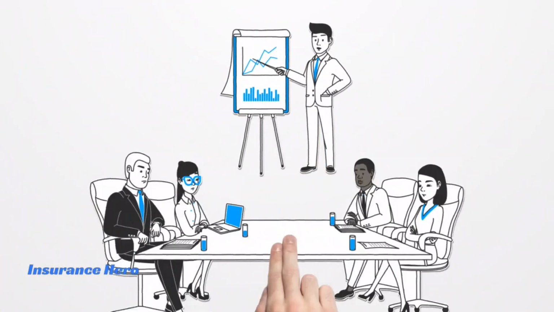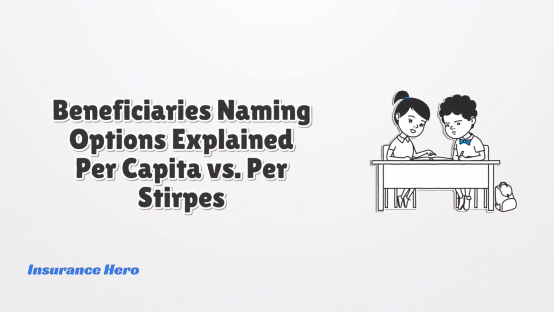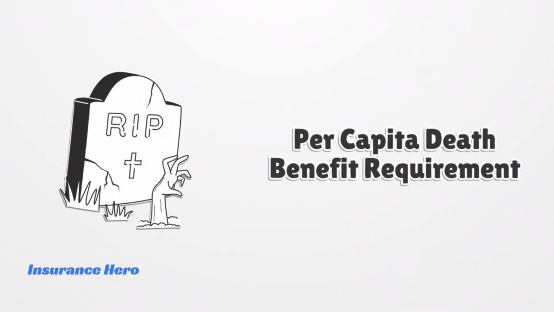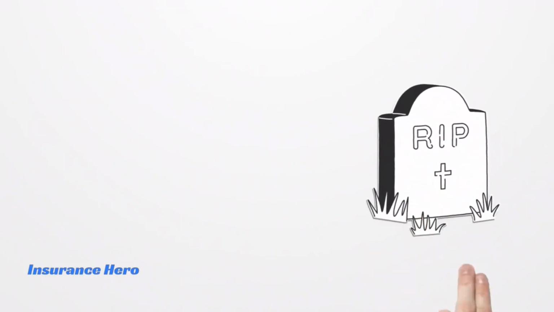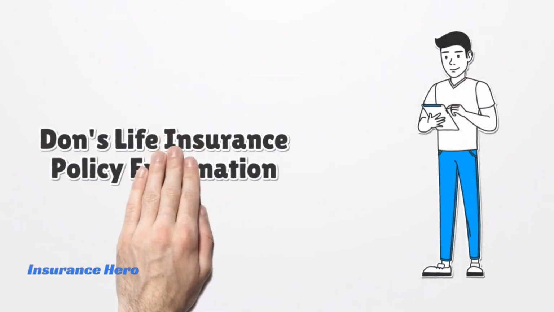Instructor explains per capita and per stirpes designations. Beneficiaries can be named on a per capita or per stirpes basis. Per capita means the beneficiary must be alive when the insured dies to receive the death benefit. Per stirpes means that if a beneficiary predeceases the insured, their share of the death benefit passes to their heirs. Let us use Dawn's life insurance policy to explain this concept.